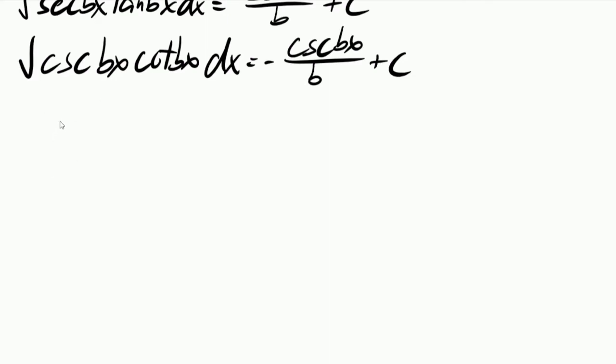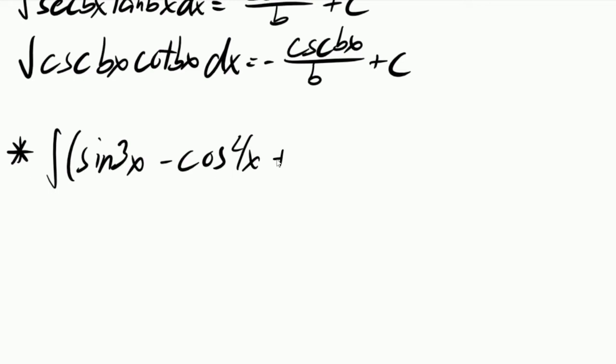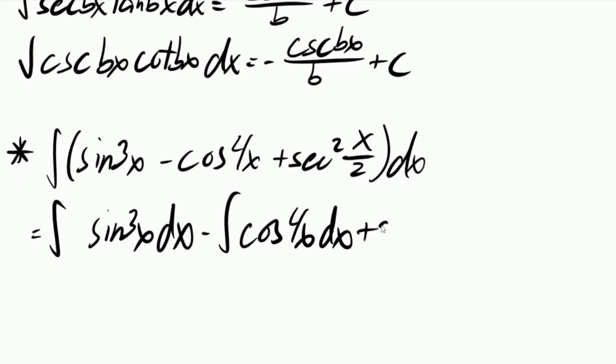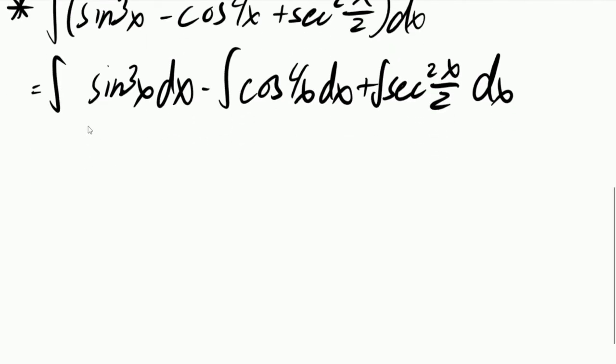There are also other integrals of trigonometric functions. So first, let's have an example. We have the integral of sine 3x minus cosine 4x plus secant squared x over 2 dx. So first, to make it easier, we will use the sum and difference rule for this. The integral of sine 3x dx, minus the integral of cosine 4x dx, plus the integral of secant squared x over 2 dx, like that. Now we integrate them individually.